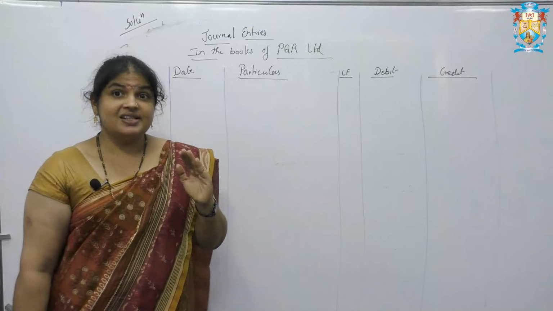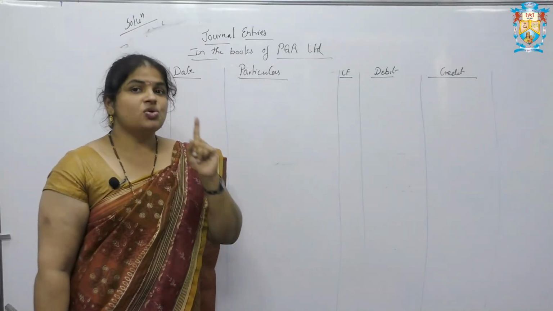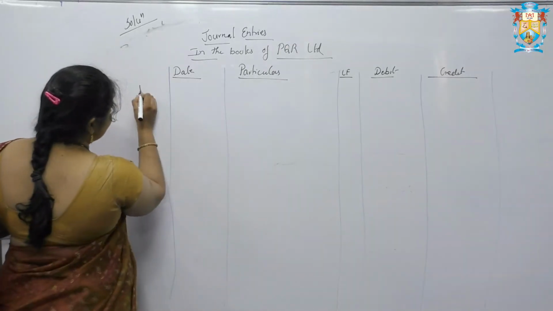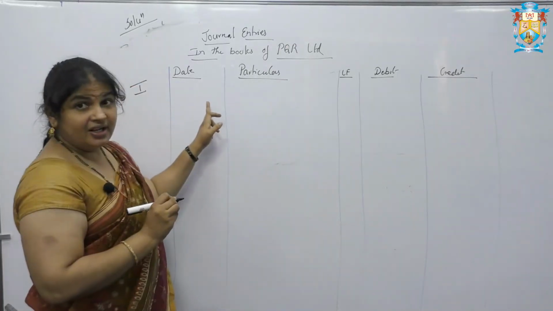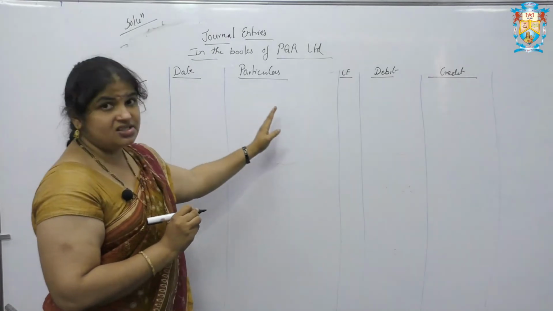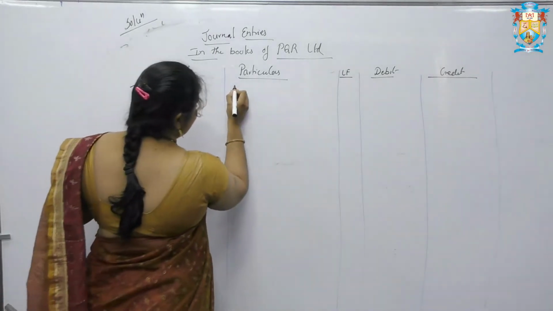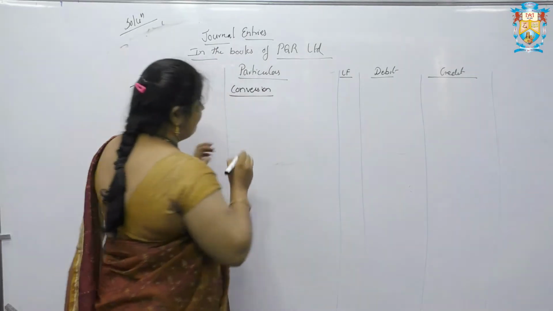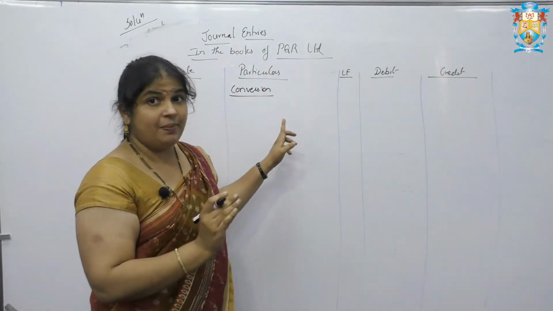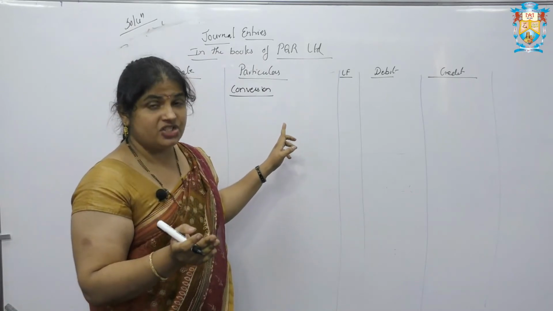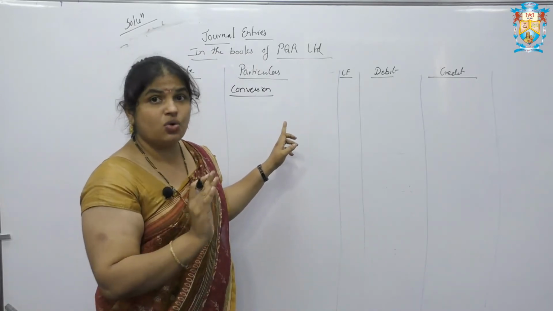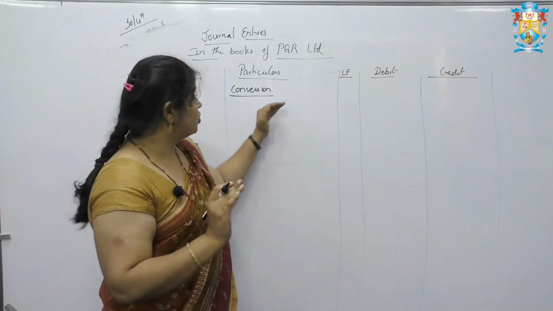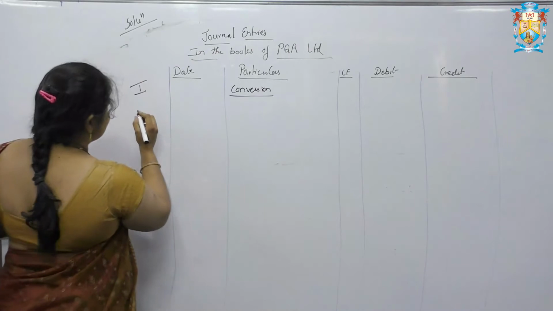First, let us see the journal entries which I have given. In the journal entry which I have given, the first step was conversion. Information of date is not given. Just come to the particulars column. So our first step is conversion. Conversion is nothing but partly paid shares being converted into fully paid shares. According to this question, there is no partly paid share. So here all the shares are fully paid. So ignore the first step, come to the second step.